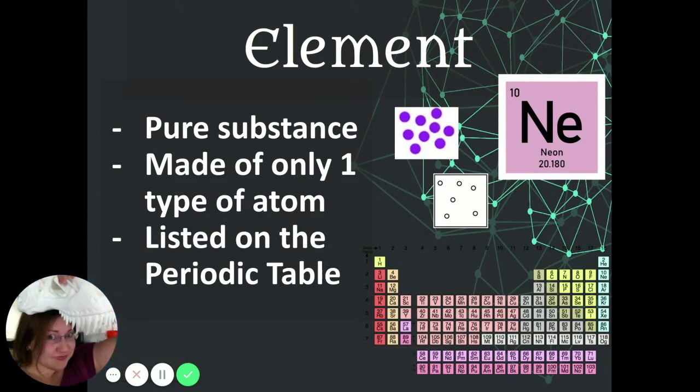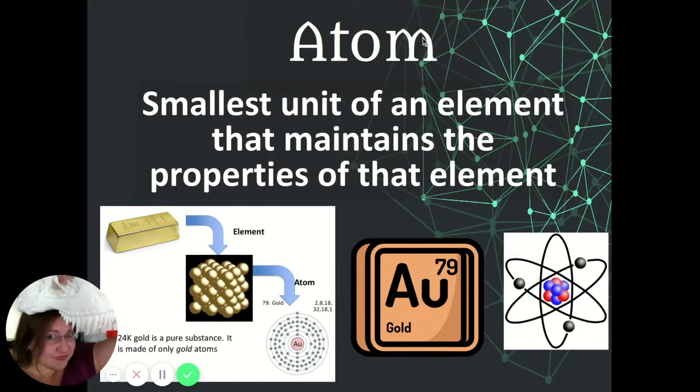And when we look at different images of models of elements, you're going to see them represented by just one shape or one color. So for example, this represents an element because it is purple circles, and it's continuously purple circles. There aren't green circles with it. There's no triangles with it. It's just that one thing, that one atom that's repeated throughout that substance. So elements are pure substances.